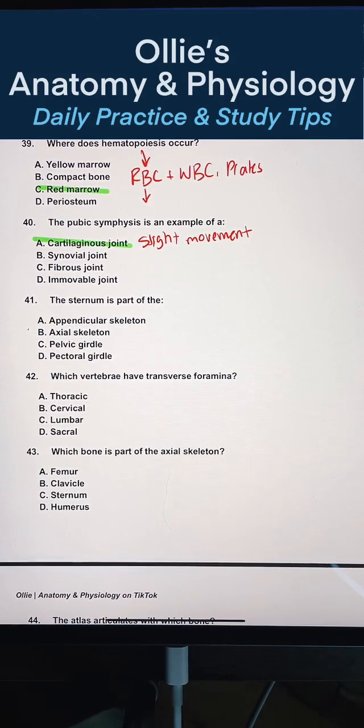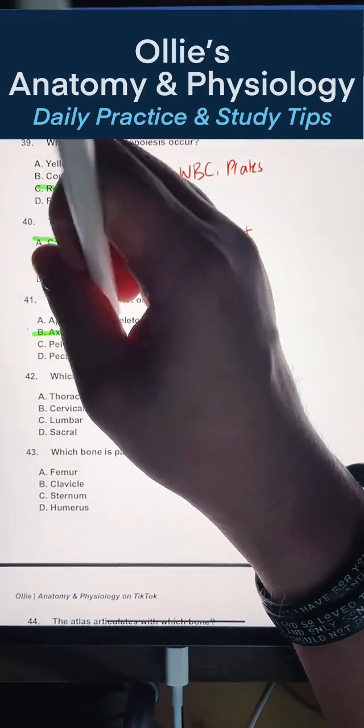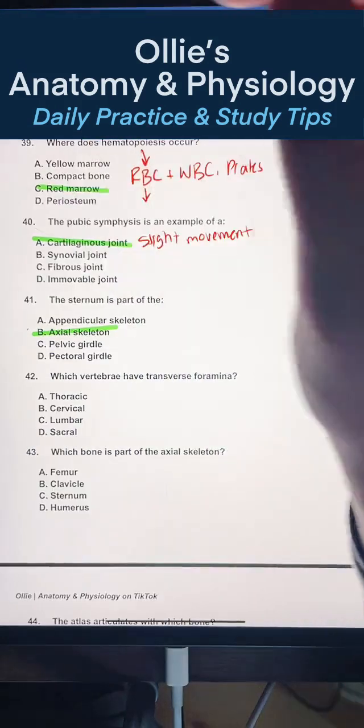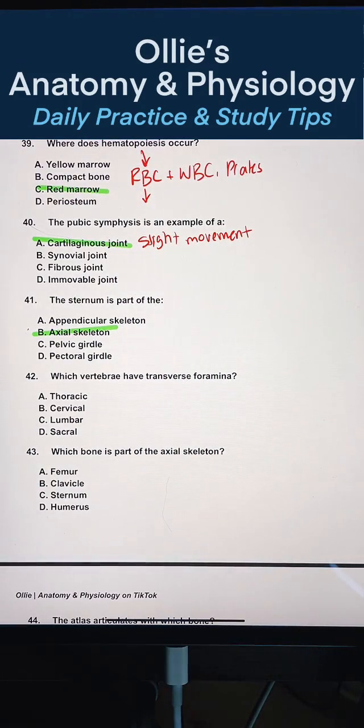But number 41, the answer is our axial skeleton. So that includes our skull, our vertebral column, our thoracic cage. Appendicular would be your limbs and girdles. Girdles are part of your appendicular skeleton.